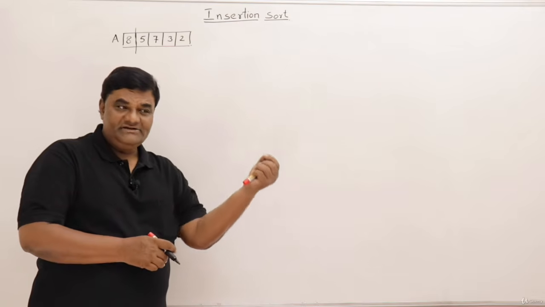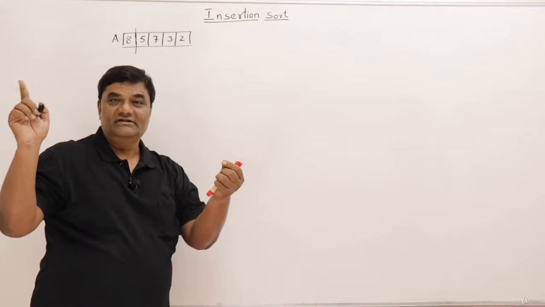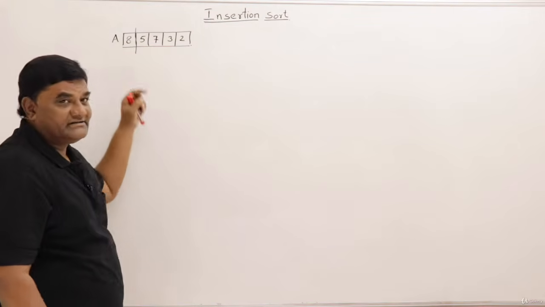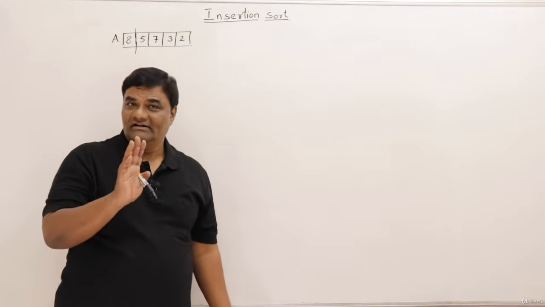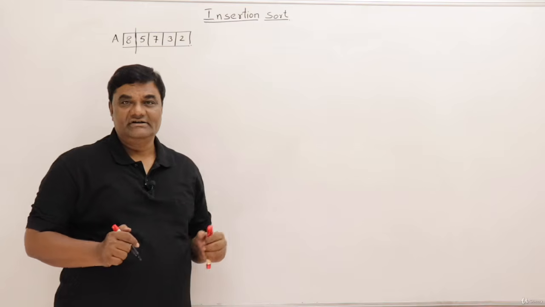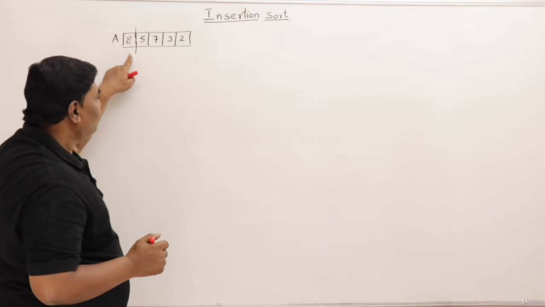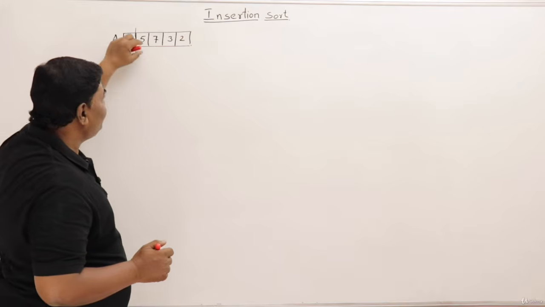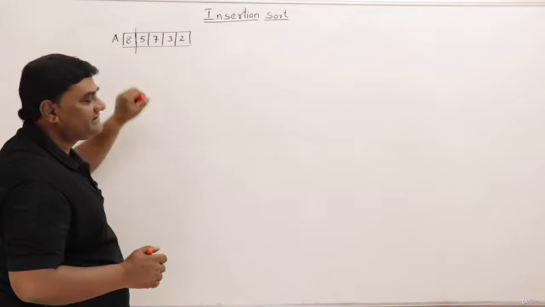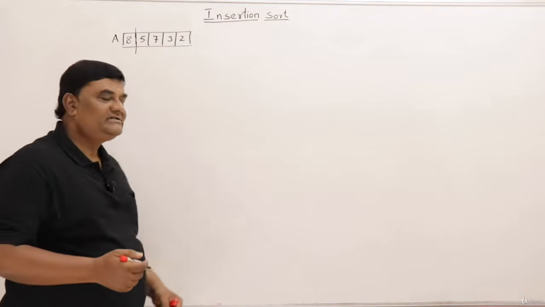So remaining elements will be taken out from the array and inserted on this side in a sorted list. Take out an element, insert this side, take out an element, insert this side. So right now in the array, one element is sorted, 4 elements are not sorted. One element, that is 8, is sorted. From the unsorted list, we'll take out an element and insert this side. This is what the procedure is. So let us start the process.